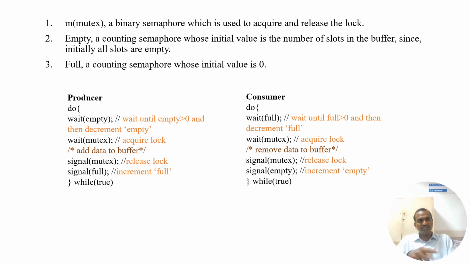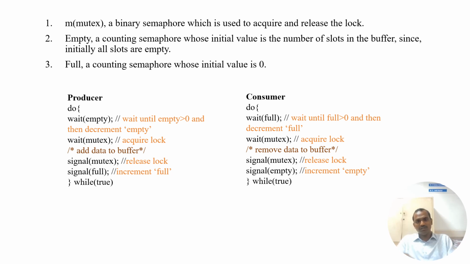Here, signal always represents an increment operation. Signal of full represents an increment of one slot in the buffer, so one slot is full. Coming to the consumer, the wait of full represents wait until full is greater than 0 and then decrement. Since wait represents the decrement operation, and the buffer is full, that is greater than 0, in that case we can remove the data from the buffer.